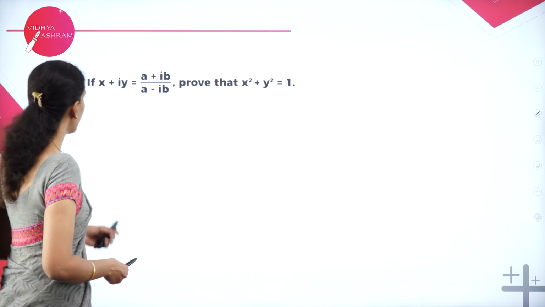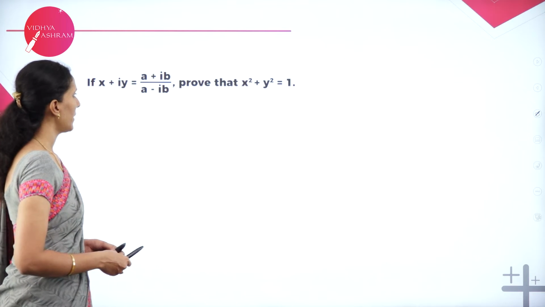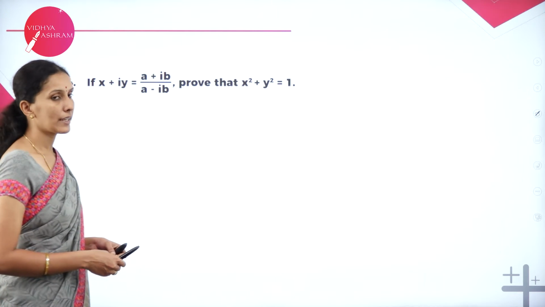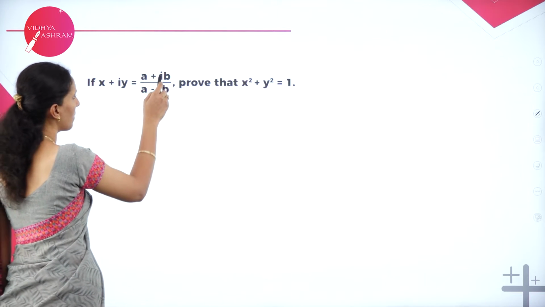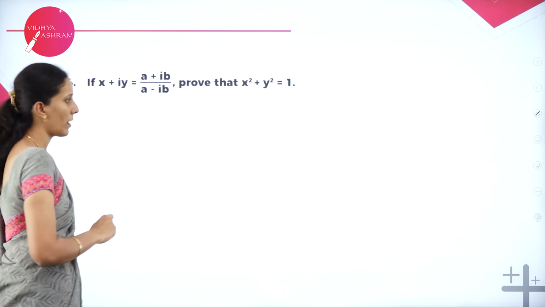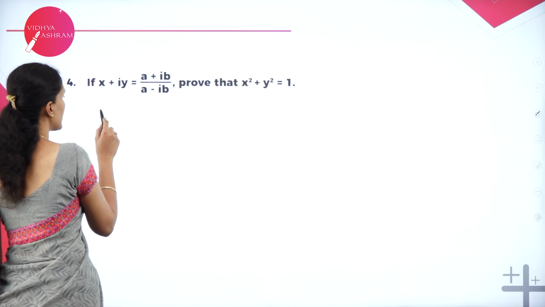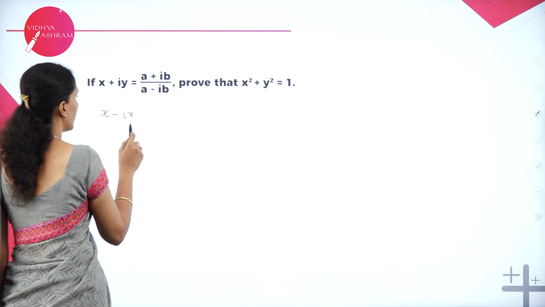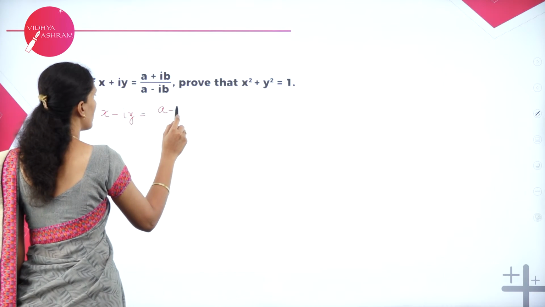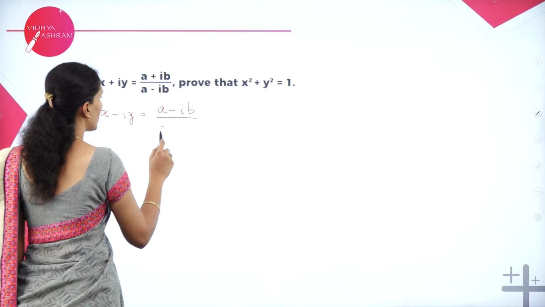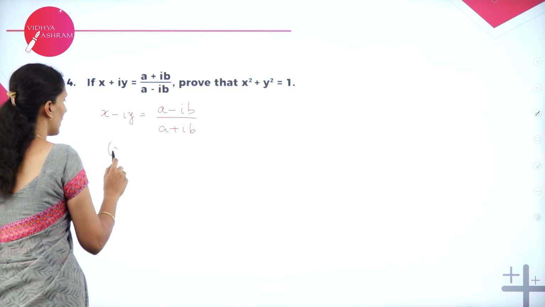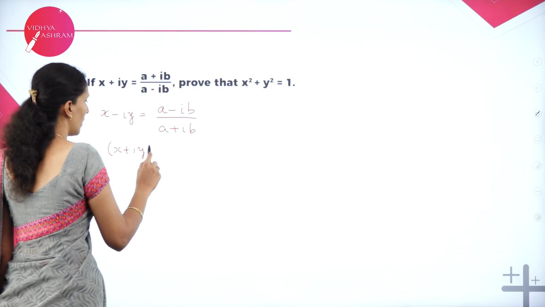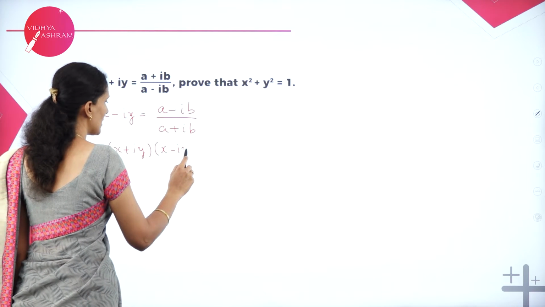Next we have, if x plus iy is equal to (a plus ib) divided by (a minus ib), prove that x square plus y square is equal to 1. We know x plus iy is (a plus ib) divided by (a minus ib). If I change this to x minus iy, then the numerator becomes a minus ib and the denominator becomes a plus ib. Now multiply these two, x plus iy into x minus iy.